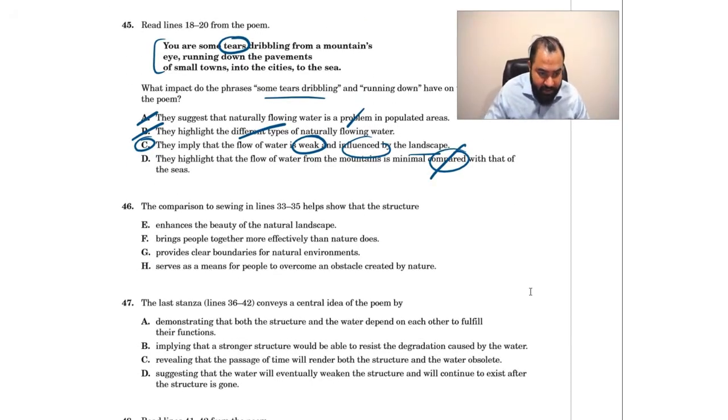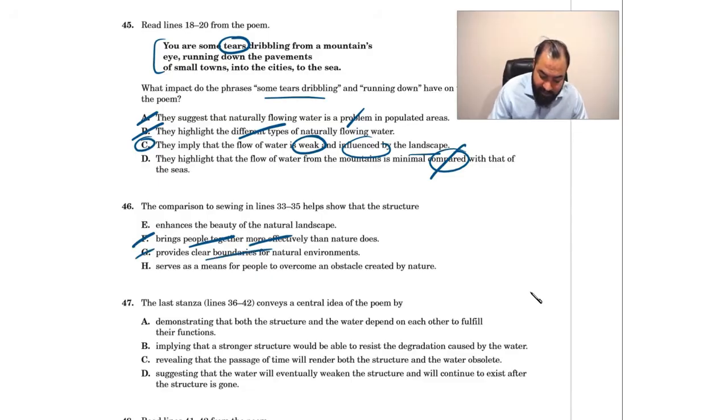46, so the comparison shown in lines 33 to 35 helps show the structure and hence the beauty of the natural landscape, maybe brings people together more effectively than nature. Okay, people being together is not a problem, and more effectively was also a problem. So it's not F. Provides clear boundaries for natural environments, nothing to do with boundaries.